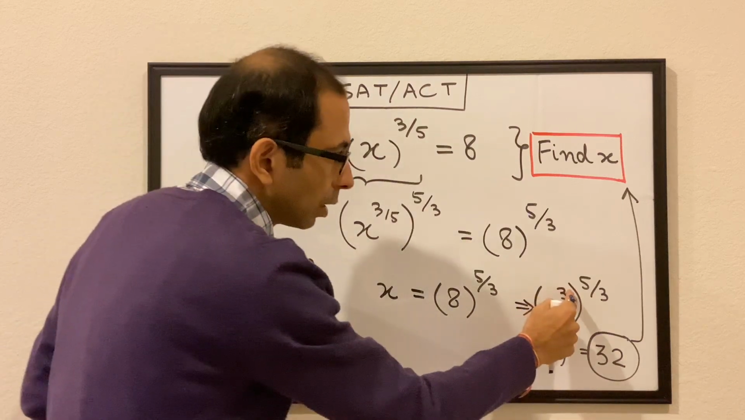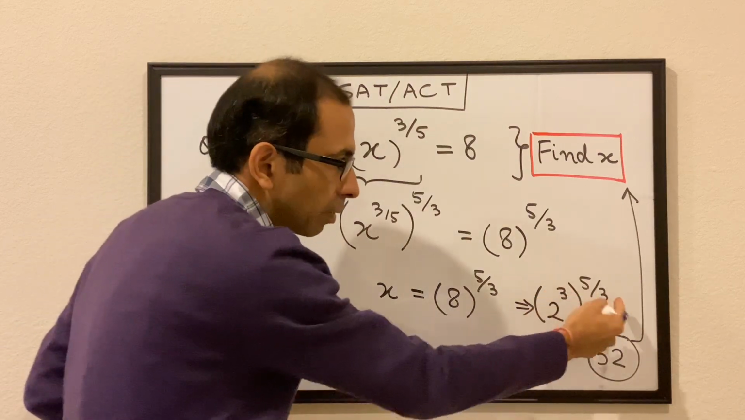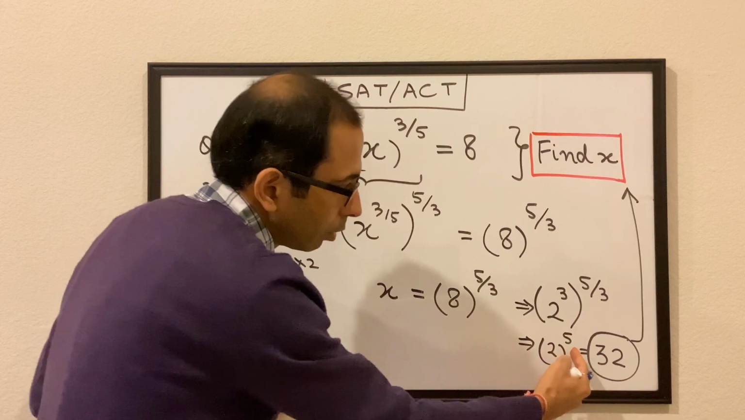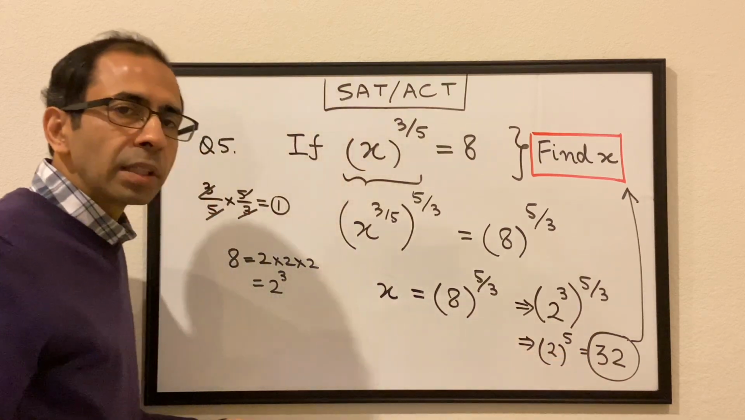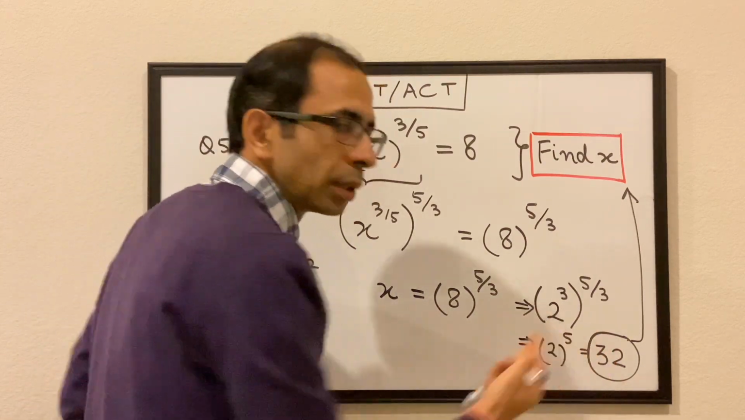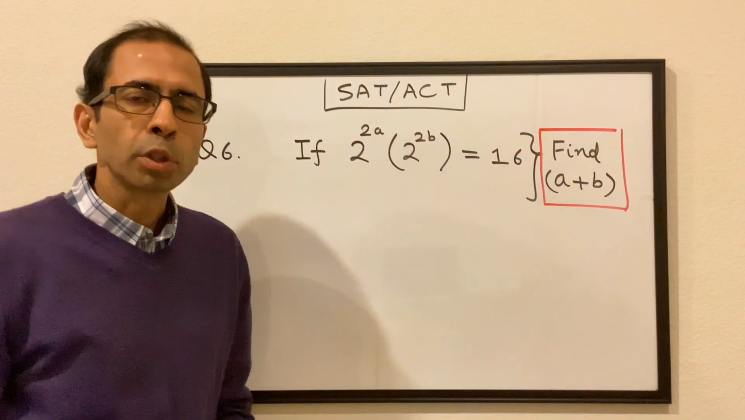Why? Because then these powers will get multiplied and this 3 will cancel out with this 3, and we will be left with 2 to the power of 5, which we can easily compute, which comes out to be 32 in this case. Question number 6.